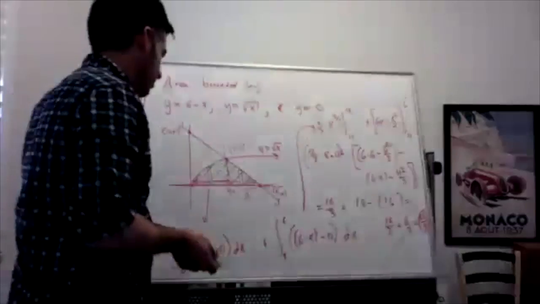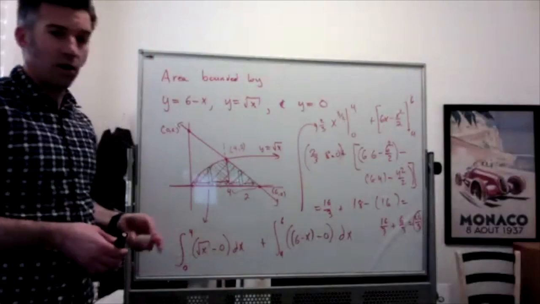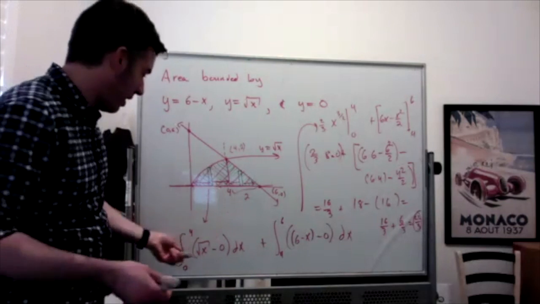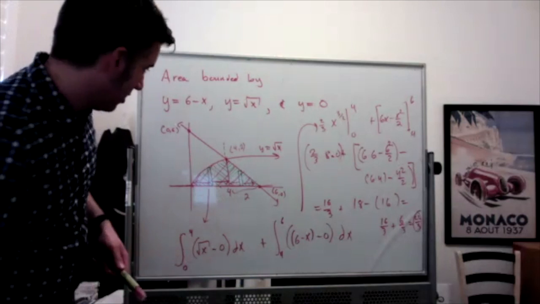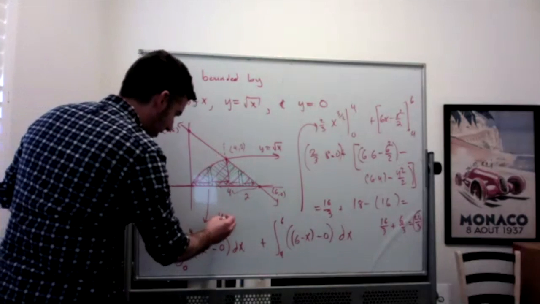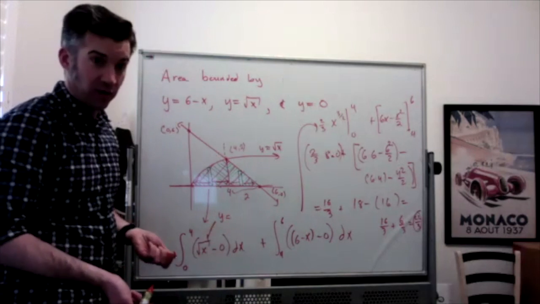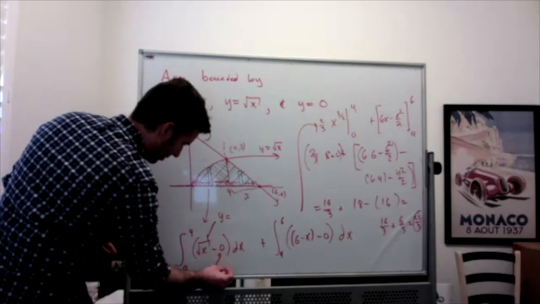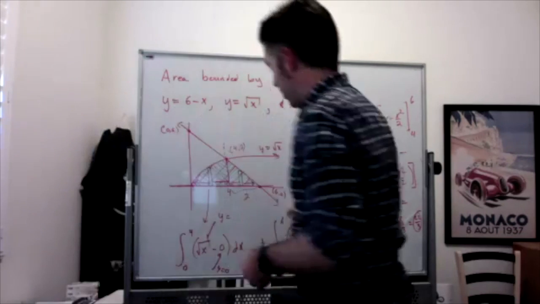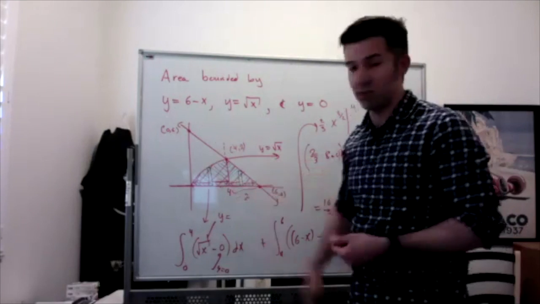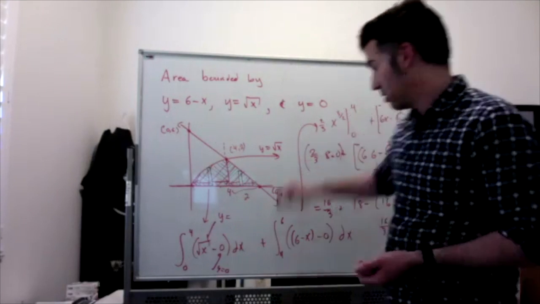I will also point out, in the vertical one, your boundaries are y things. It's y as a function of x. The top boundary here is what y is equal to. y is equal to the square root of x. The bottom boundary here is y equal to 0. Same deal over here. The top boundary is y equal to 6 minus x. The bottom boundary is y equal to 0. Mm-hmm. Okay, yeah, that makes sense.